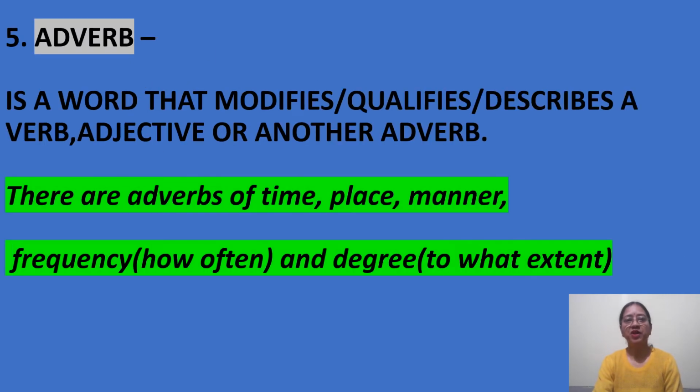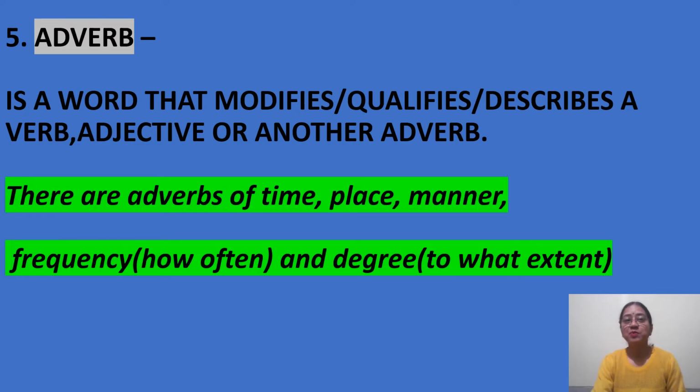Coming to the fifth part of speech. The fifth part of speech is an adverb. It's a word that modifies, qualifies, or describes a verb, an adjective, or another adverb. There are adverbs of time, place, manner, frequency. Frequency means how often something happens, okay? And degree. Degree means to what extent it happens.